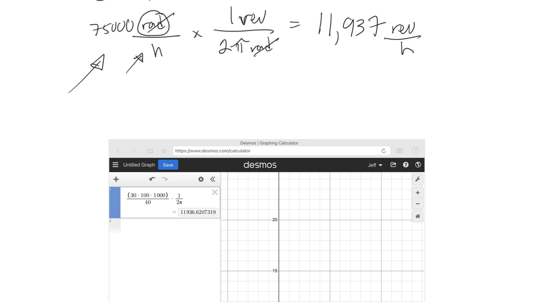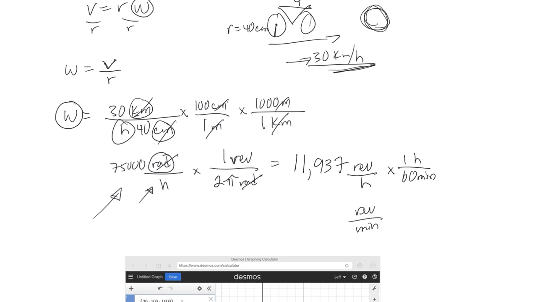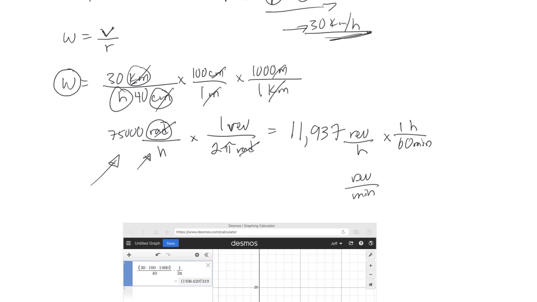If I wanted to know how many revolutions it would be in a minute, I could say, well, 1 hour is the same as 60 minutes. So if I divided that by 60, it would give me revolutions per minute. And I could, like I say, take that to revolutions per second. It all depends on what the question's asking. Okay, hopefully that helps you in solving for angular velocity.